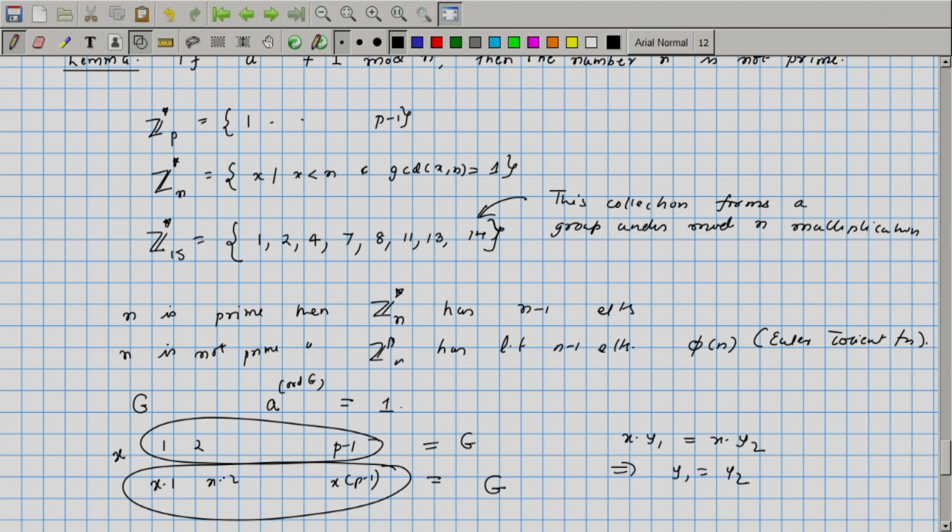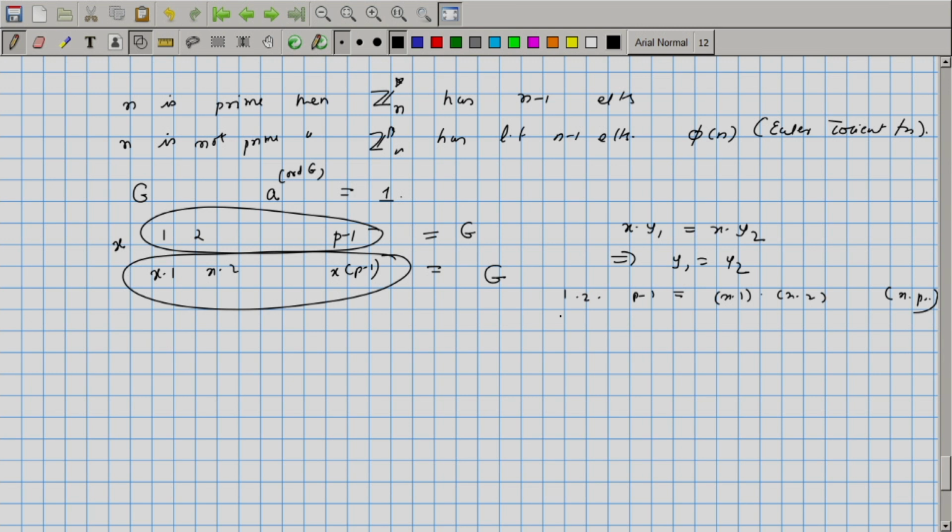So, if you take distinct elements y1 and y2, you will get distinct products x y1 and x y2. So, there are going to be p minus 1 elements here, all of them being distinct. So, that has to be exactly the group G. So, we can write, if you take the product of all the elements 1, 2 up to p minus 1, that is going to be equal to x times 1 times x times 2 times x times p minus 1.